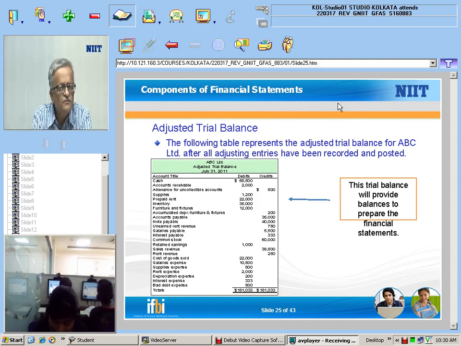So unpaid rent, depreciation expenses. Okay. Common stock. Accounts receivable. Inventory. Okay. Furniture and fixtures. Okay. Notes payable. Okay. That's it, sir. That's all? Yes, sir. Okay.